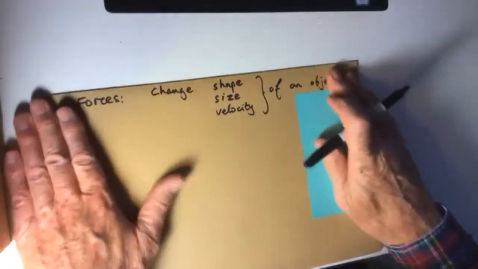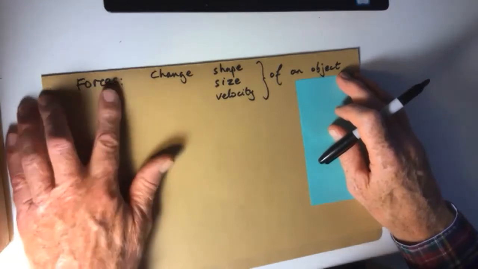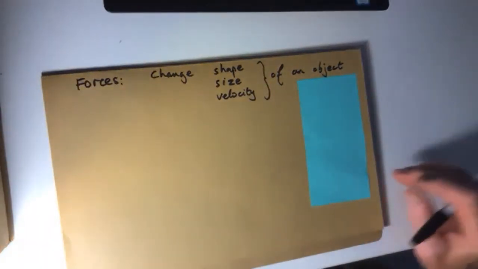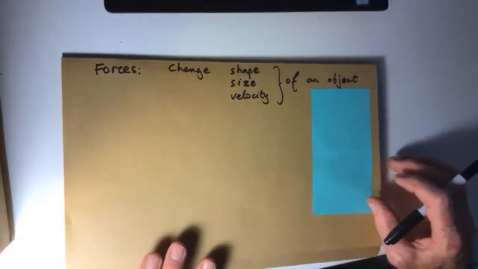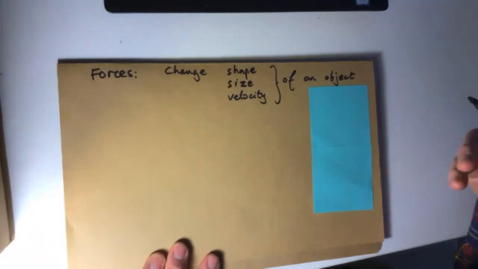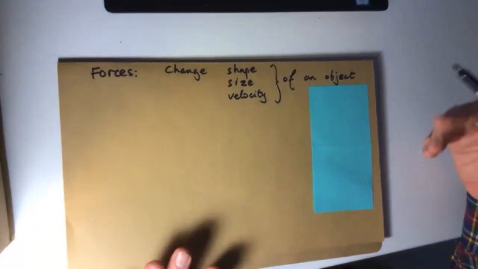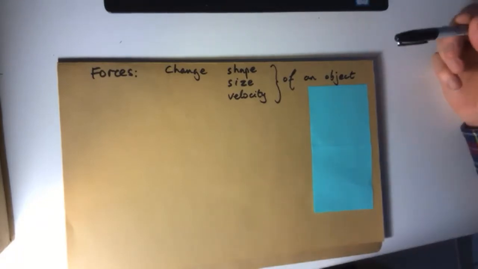And let's go and find our next bit, which is here. Forces. Okay, not horses. I didn't say horses, guys. Forces. Forces. Good. Right. So forces. Forces will change the shape, the size, or the velocity of an object. Okay. Yeah. You know this already.